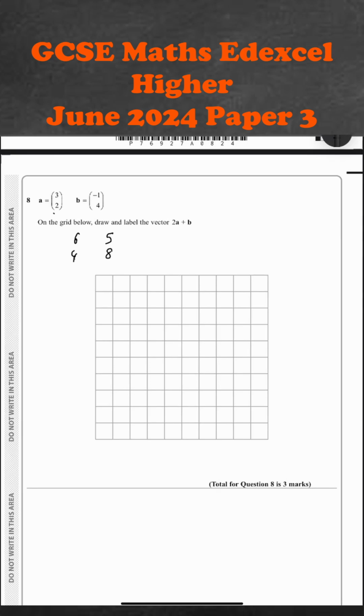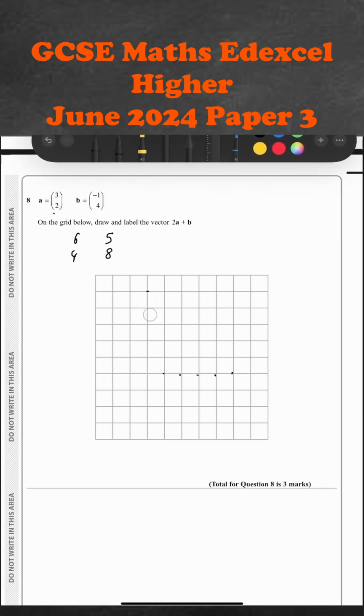So we'll start here. 1, 2, 3, 4, 5. Of course, I've gone too low, haven't I? Let's just start a bit lower down. Let's start here. 5's still the same. 1, 2, 3, 4, 5, then 1, 2, 3, 4, 5, 6, 7, 8. So this point here, we'll draw our vector, and the arrow is important, 2a plus b.